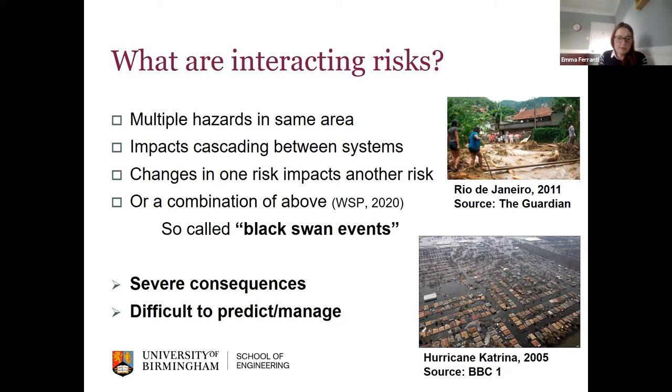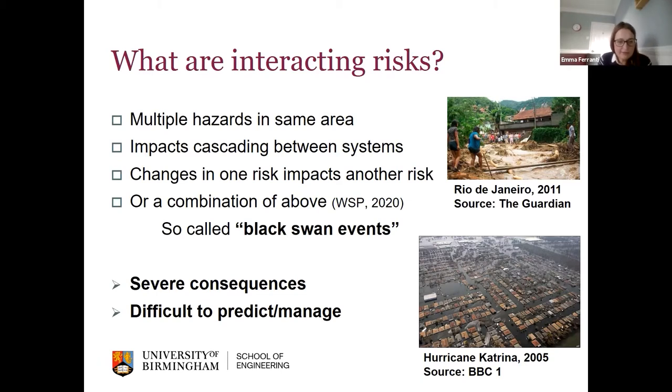Or an interacting risk can be when you have changes to one risk impacting another risk. For example, when you have heavy rainfall increasing the chance of tidal flooding. Or it can be any kind of combination of the above. These interacting risk events are often called black swan events. Black swan events are characterized by being very rare. They often have a really severe impact. And also by the fact that sometimes they're really obvious in hindsight. And I think that is where the problem lies. How do you predict these things which are very rare? They have a severe impact, but they're kind of hidden in plain sight.